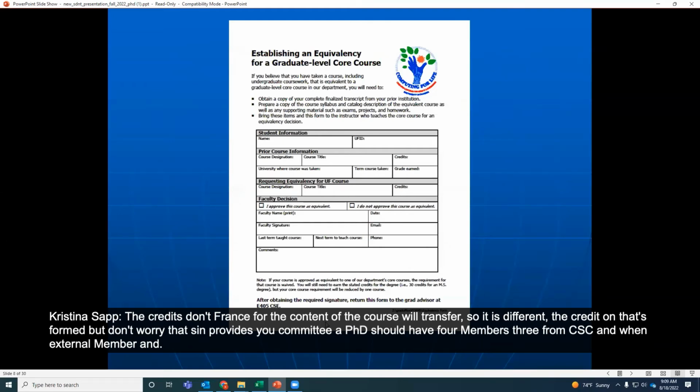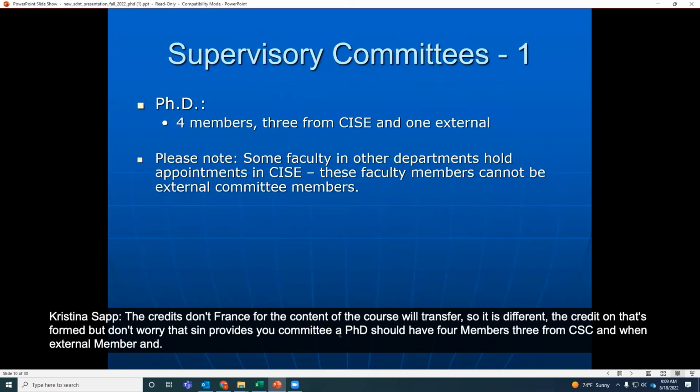That's the form, but don't worry about it. Supervisory committees. A PhD should have 4 members, 3 from CISE and 1 external member.